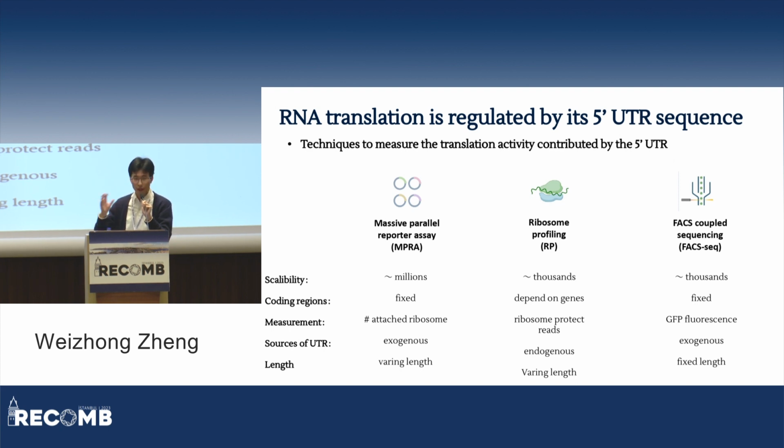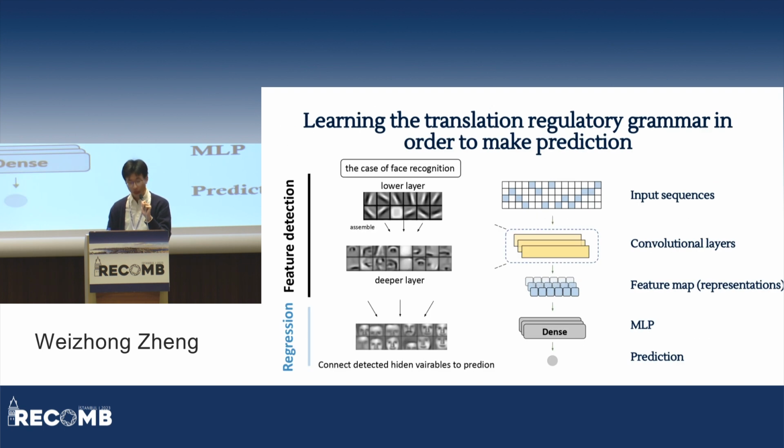And ribosome profiling stands for a more earlier version. Although the scale is not that high, it's at the genome scale. So it can, in theory, measure up to the number of your transcripts of UTR. And the coding region changes from sequence to sequence as it depends on the gene. And most importantly, it's actually measuring the endogenous translation systems. And with this technology, we are now able to build deep learning methods that map from the sequence to predictions.